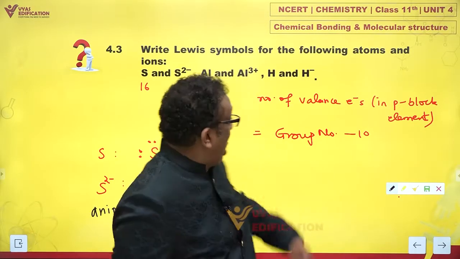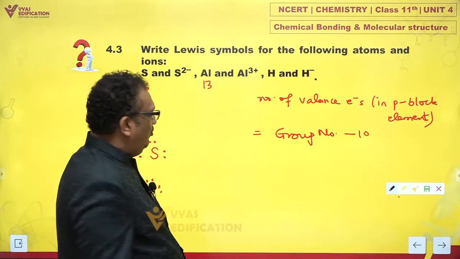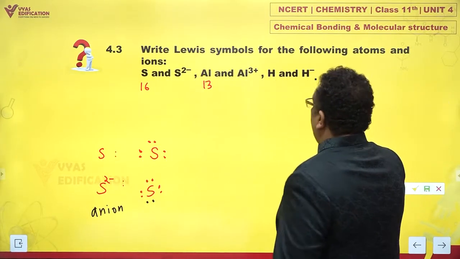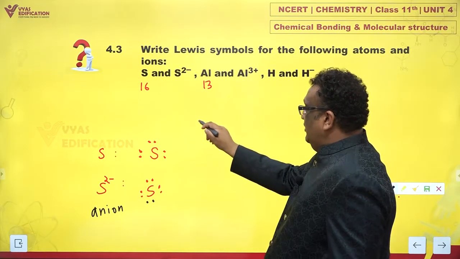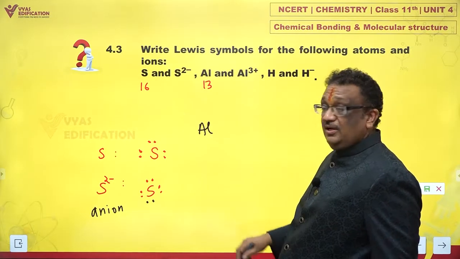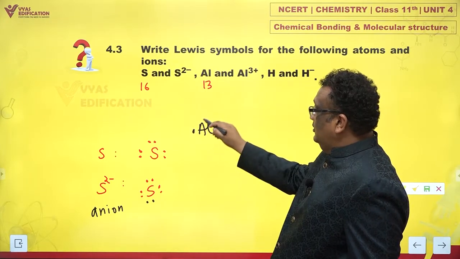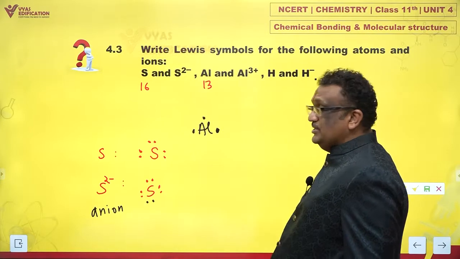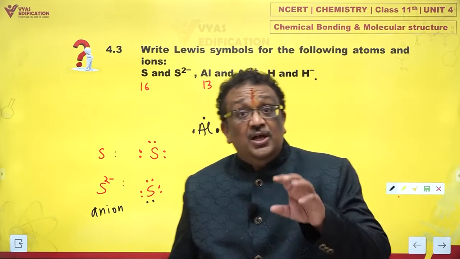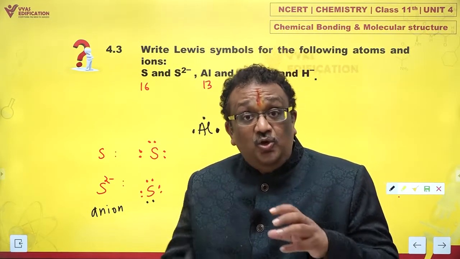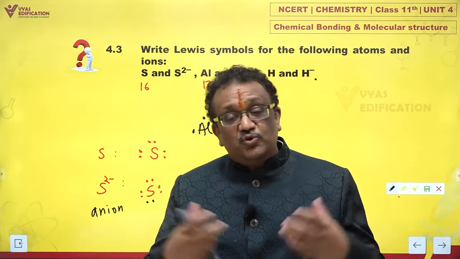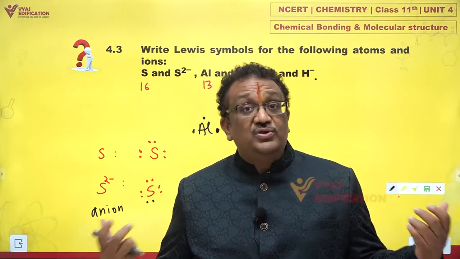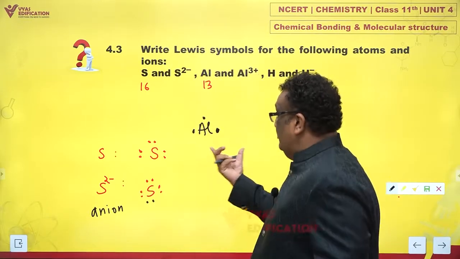What about cations? We will have a cation for sure. Just wait and watch. Aluminium has how many valence electrons? Aluminium has 3 valence electrons. So 1, 2, 3. And 3 plus means you have +3 charges. That means in any cation, you remove electrons. You have to take electrons away so that when negative charge is removed, positive charge has been developed.